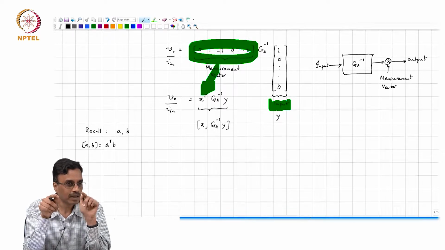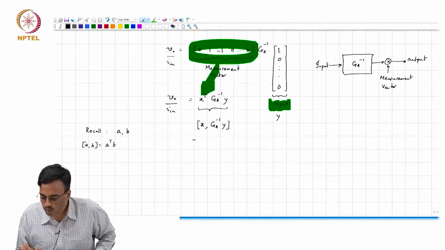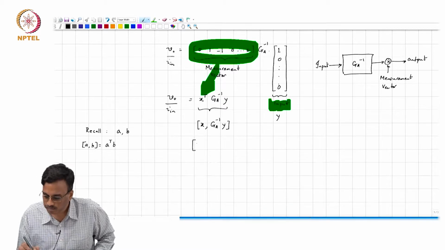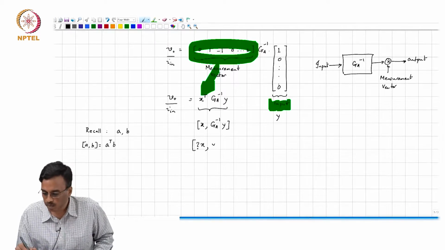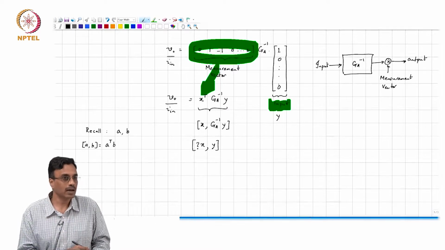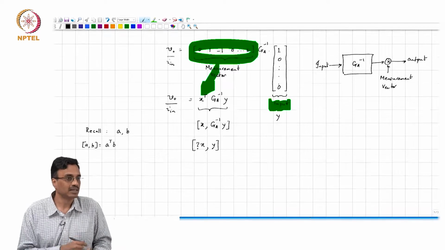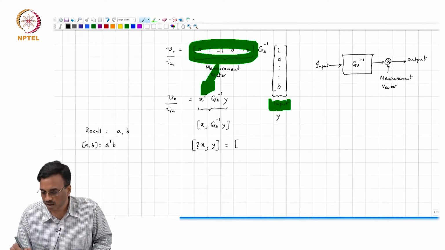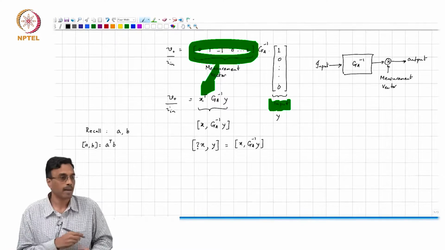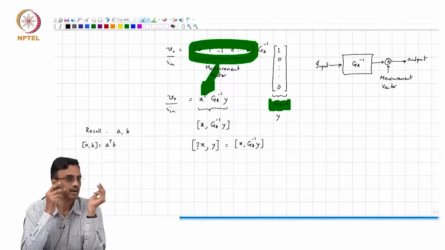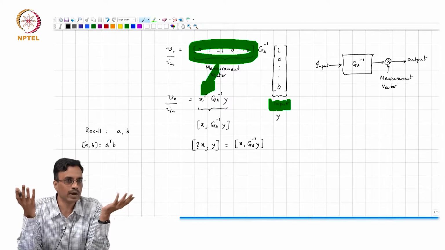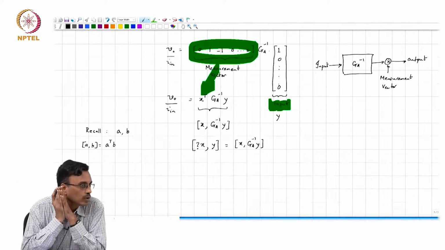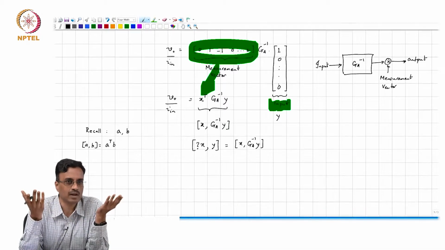Does it make sense? In other words, what should I do to x, before dotting it with y, to get the same answer as I would get if I... Is this clear, people? Right? This is simply a mathematical question. There's nothing, why are we doing it? No, this is what the math guys love to do, right? And it seems like a legitimate question, right?